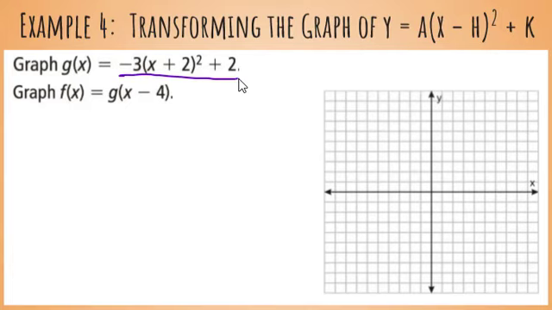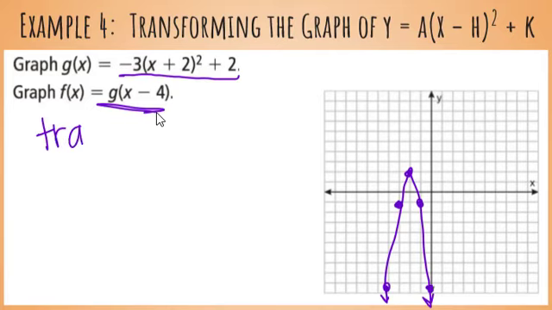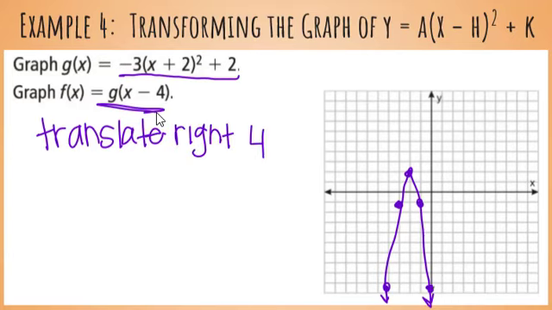So I'm going to go ahead and copy the graph from the last problem into our coordinate plane here. So here's our graph. So now we're looking at the transformation here. So this transformation in the parentheses of doing x minus 4 means that we are translating this to the right 4. So what that means is we're going to take each one of these points and move them to the right 4 units.